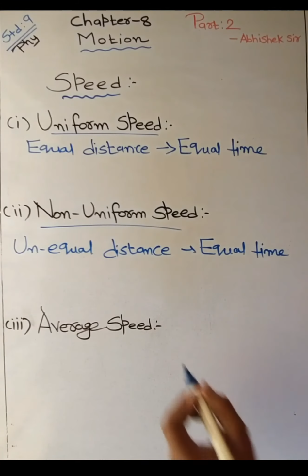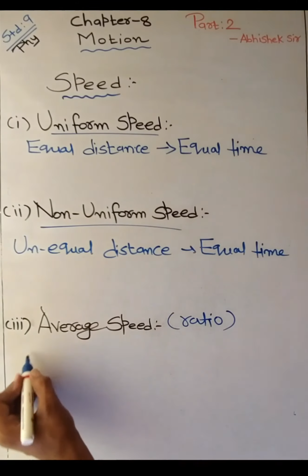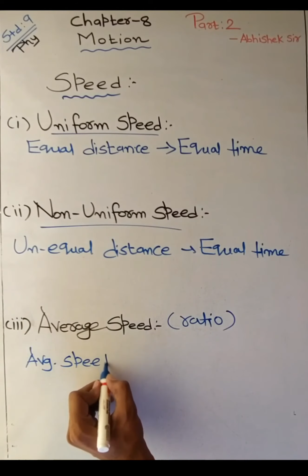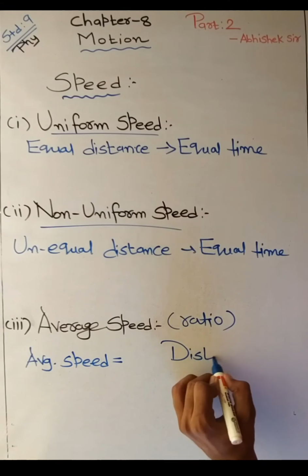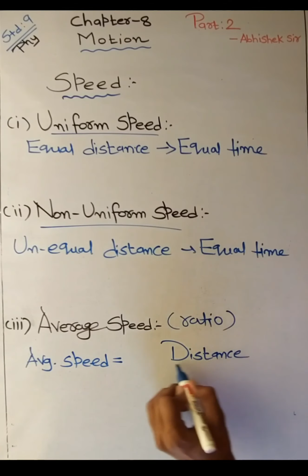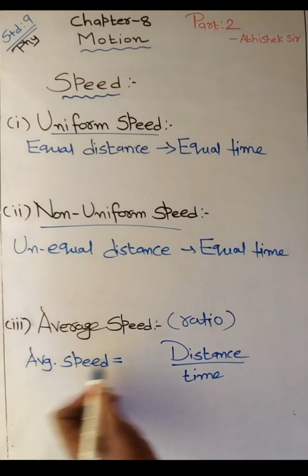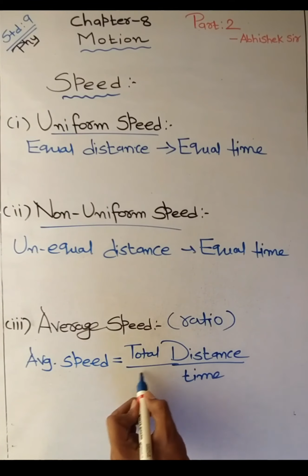Not going into much detail, as I have explained, we will write average speed in very short. Average speed is the ratio, right? As you know, speed is the ratio of distance upon time. But if you are finding average speed, you will have to include the words total distance upon total time.